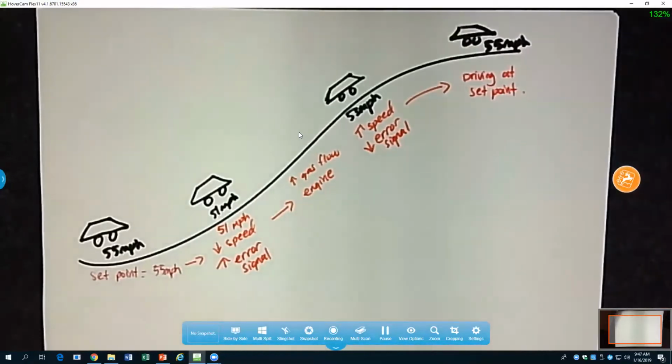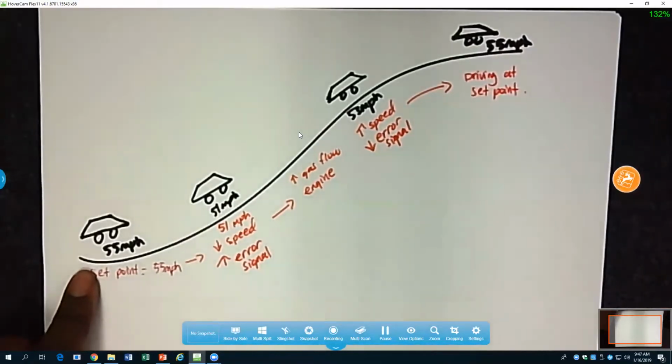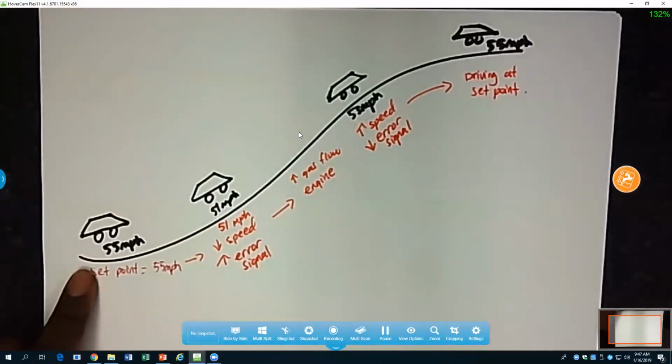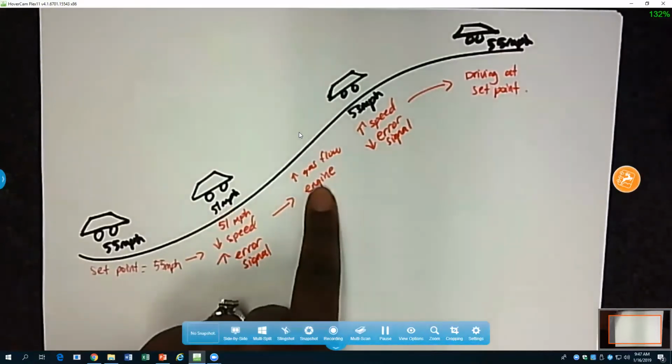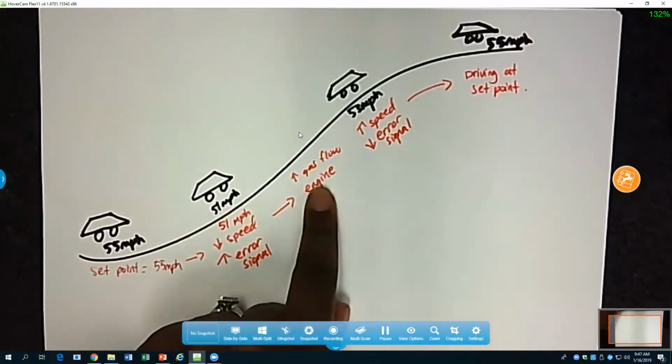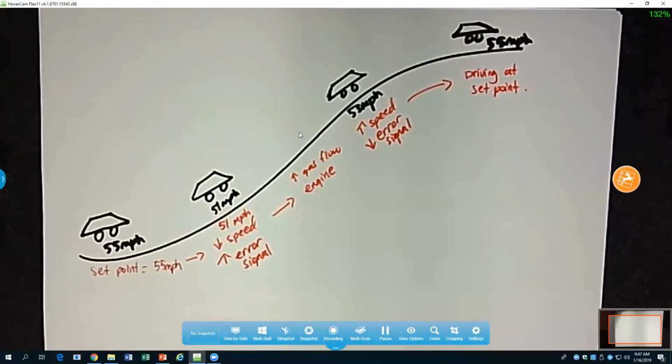All right, so we started off driving at our set point speed, which is 55 miles per hour. We approached the foot of the hill, which sort of slowed us down a little bit as we attempted to ascend this hill. That will send off an error signal, right? That will send off a red flag. And the car is going to have to do something to rectify the situation.